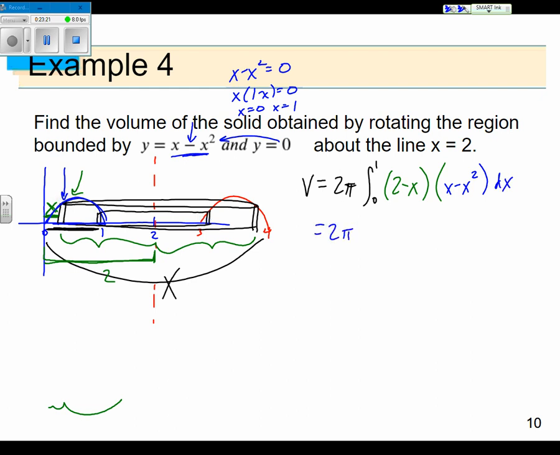Got my cleanup. A little foiling action happening here. Oh man. So let's see, let's do it. 2x minus 2x squared minus another x squared. That'll give me minus 3x squared. And then I have negative and negative, like a positive, and x cubed. I integrate.